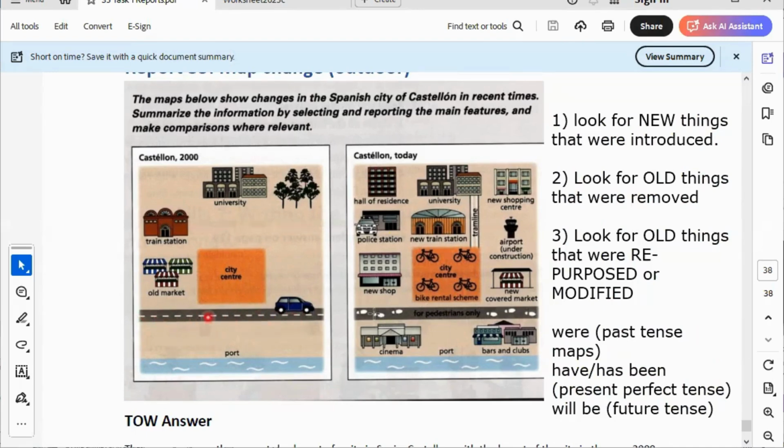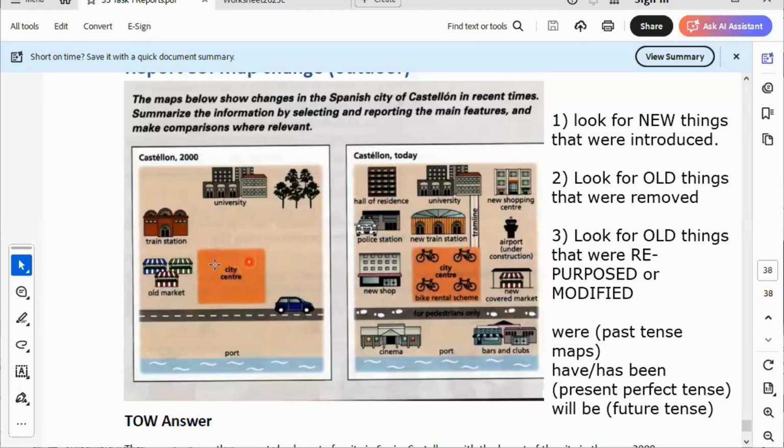But if you look at the map for today, you can see that we are not seeing cars there. What are we seeing here? We are seeing footsteps. That means that this road has been converted into a walkway. Cars can no longer use it. That's what I mean by repurposed. They were using it for something before, but now they are using it for something else.